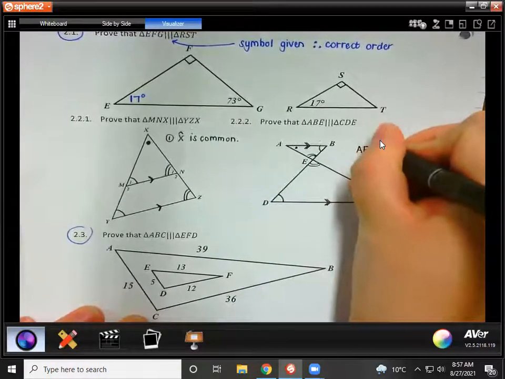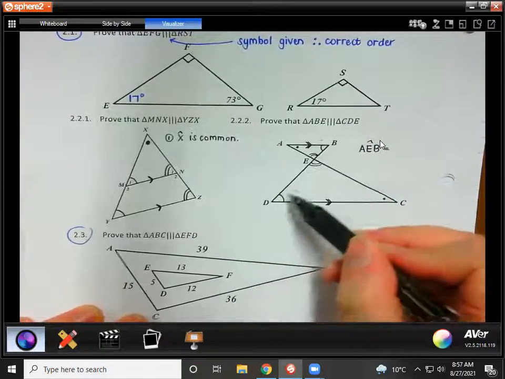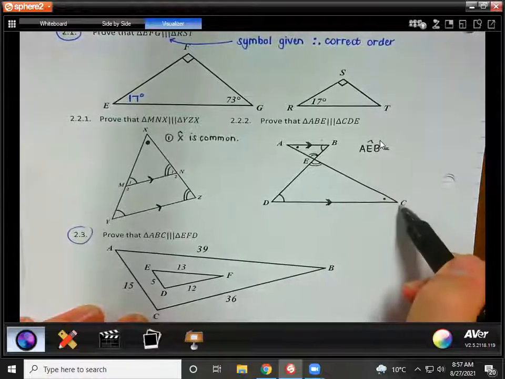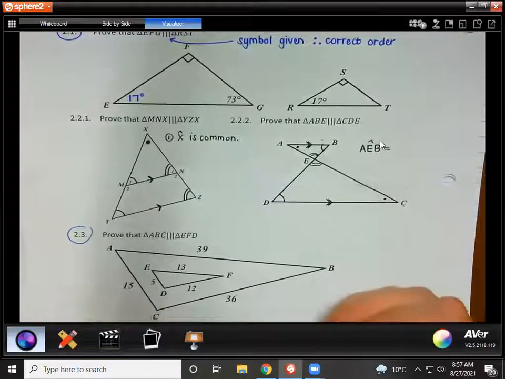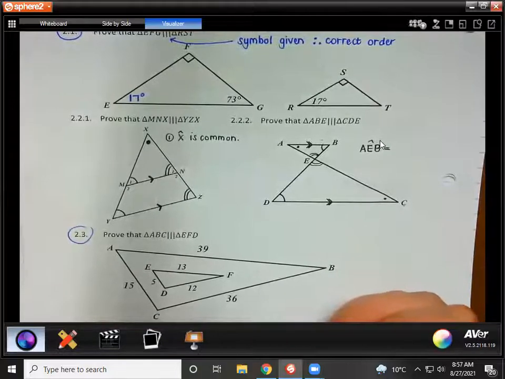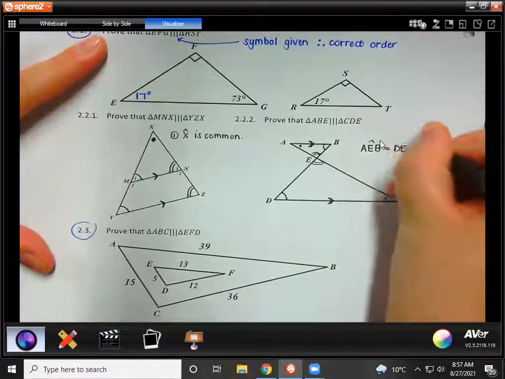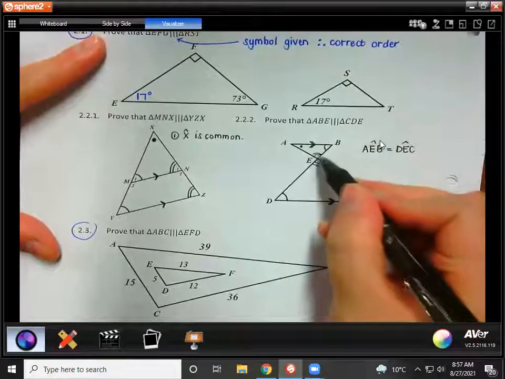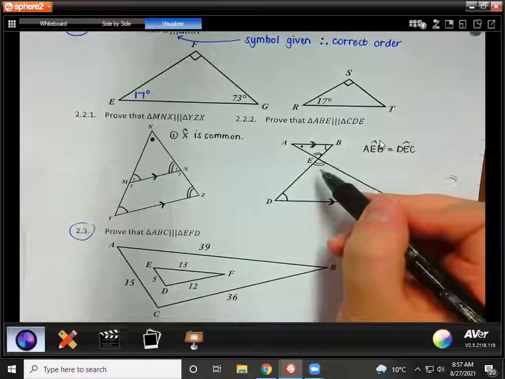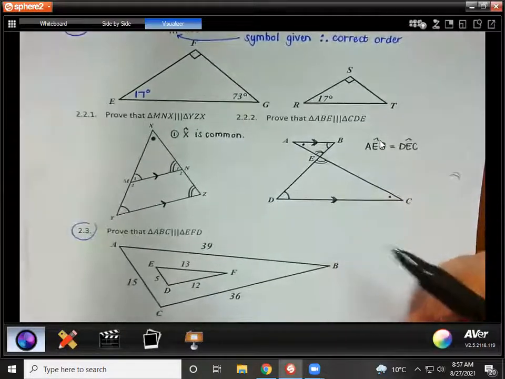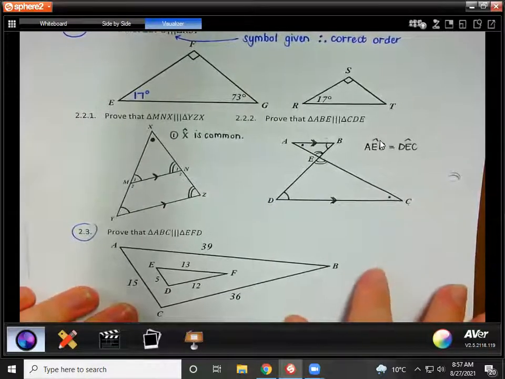AEB, that's the top one, is equal to, the bottom one is DEC or CED. It doesn't actually matter which way around you go, as long as the E is in the middle. Okay, because that's where the actual angle is. So DEC. And what do we call these angles? Vertically opposite angles. All right. So I'm going to write the rest down. I want you guys to be able to write it down yourselves. Okay, but does that make sense?